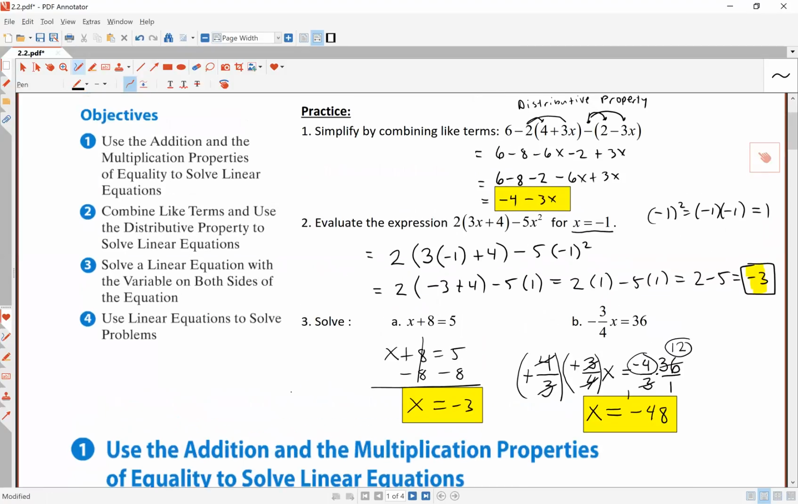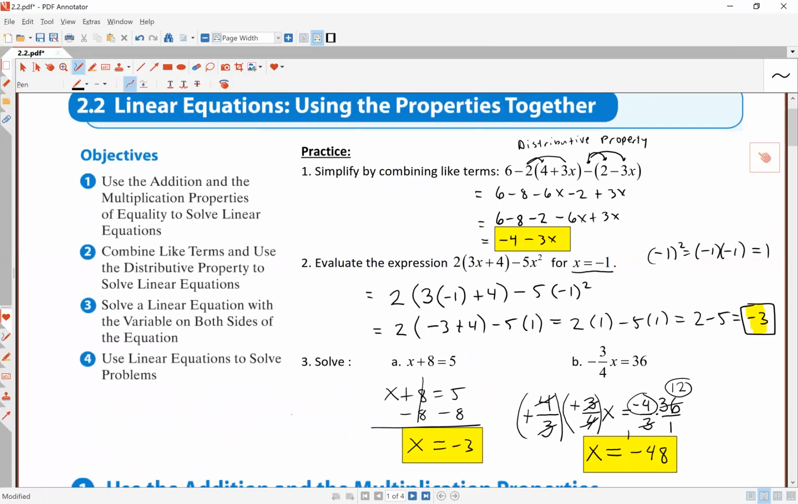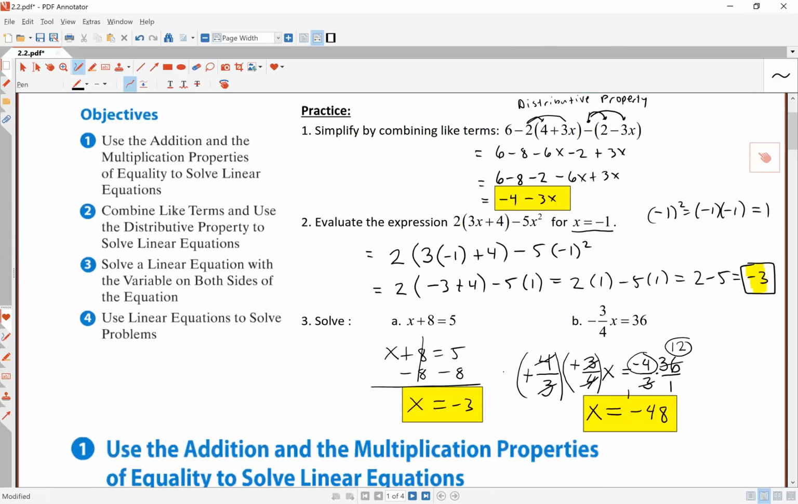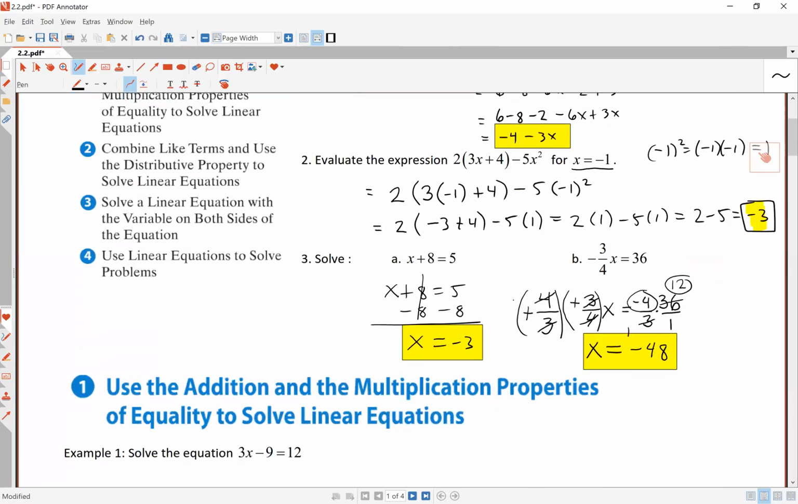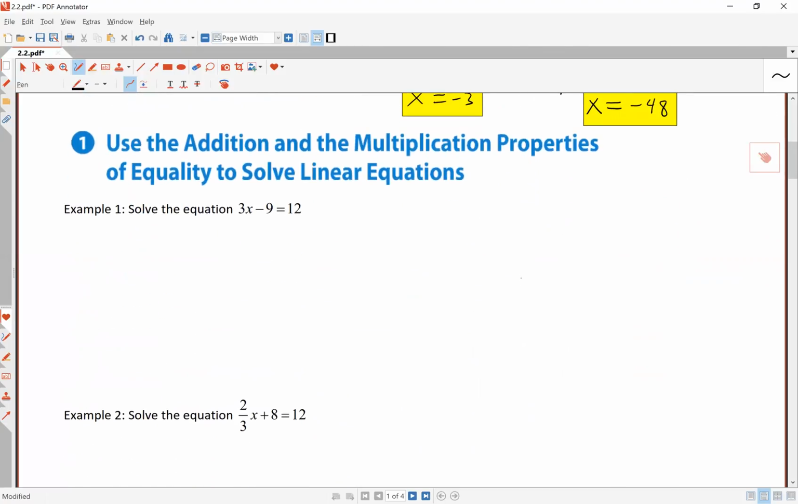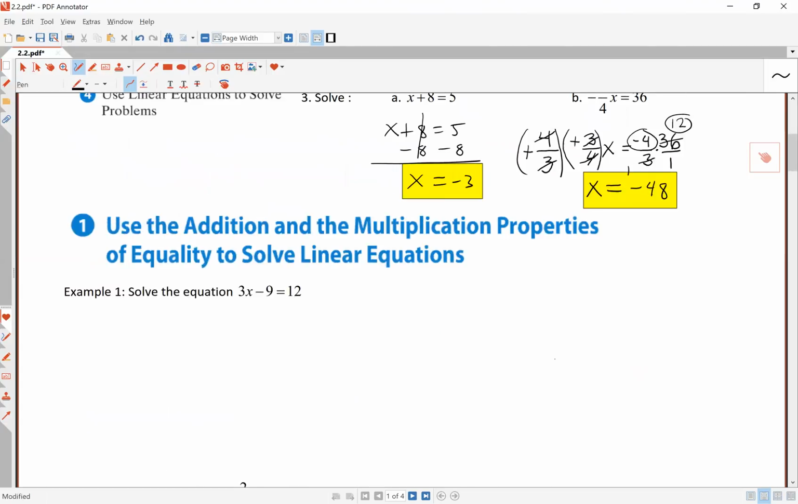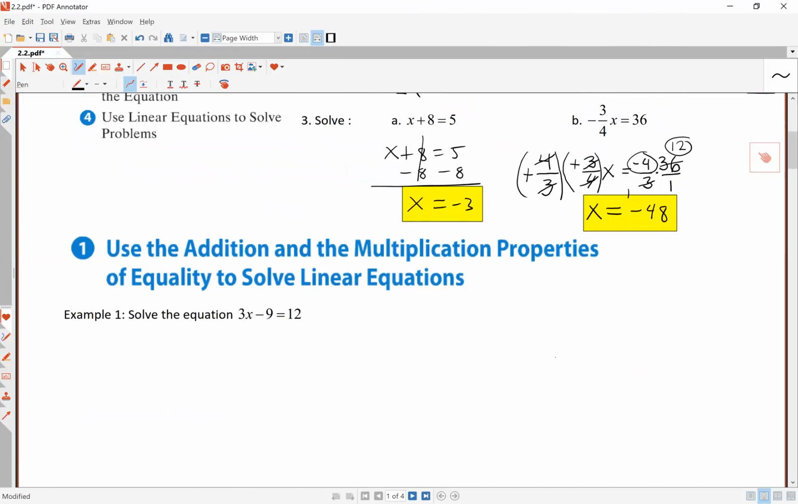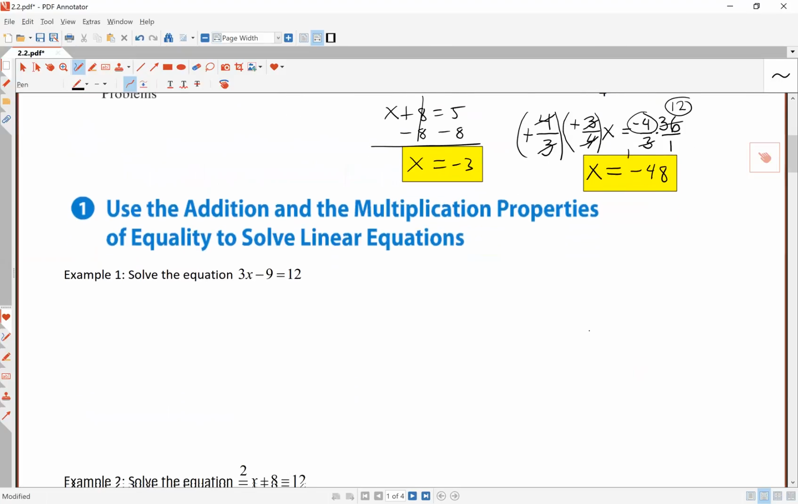Okay, so that was the property of equality doing one step, and now we're going to use the properties together in 2.2. The addition and multiplication properties of equality. In 3a, I used the addition property of equality, and in b, I used the multiplication property of equality.